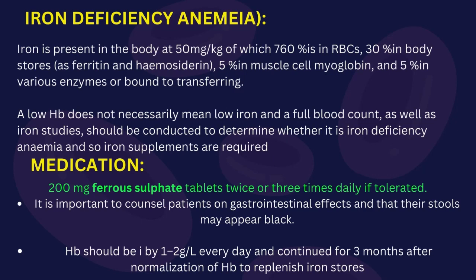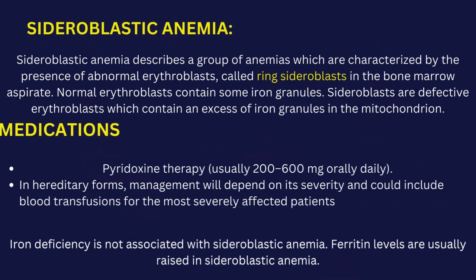It can be treated with 200 mg ferrous sulfate tablets twice or 3 times daily if tolerated. It is important for the pharmacist to counsel patients on gastrointestinal effects and that their stools may appear black as a sign of working of medication, and they have to continue with the medicine. HB should rise by 1 to 2 grams/liter every day and treatment continued for 3 months after normalization of HB to replenish iron stores.